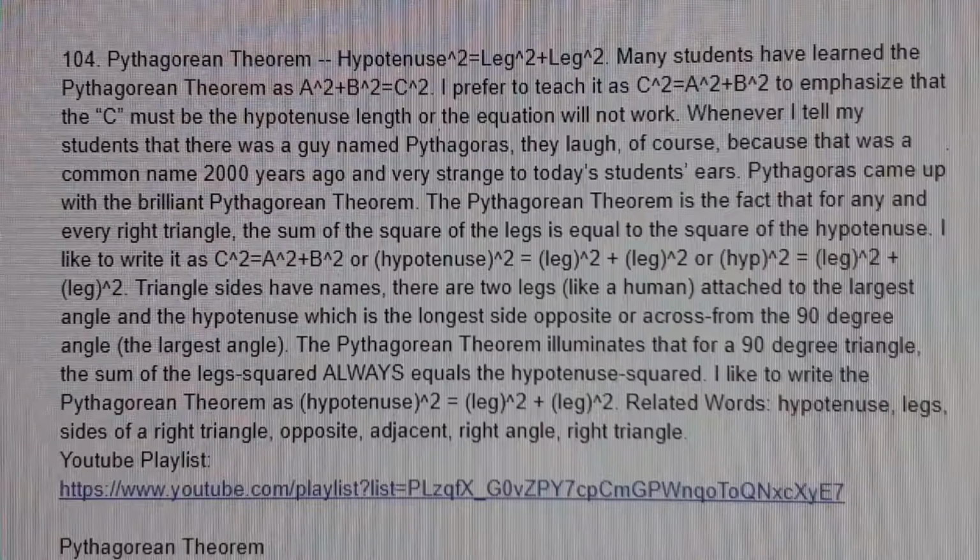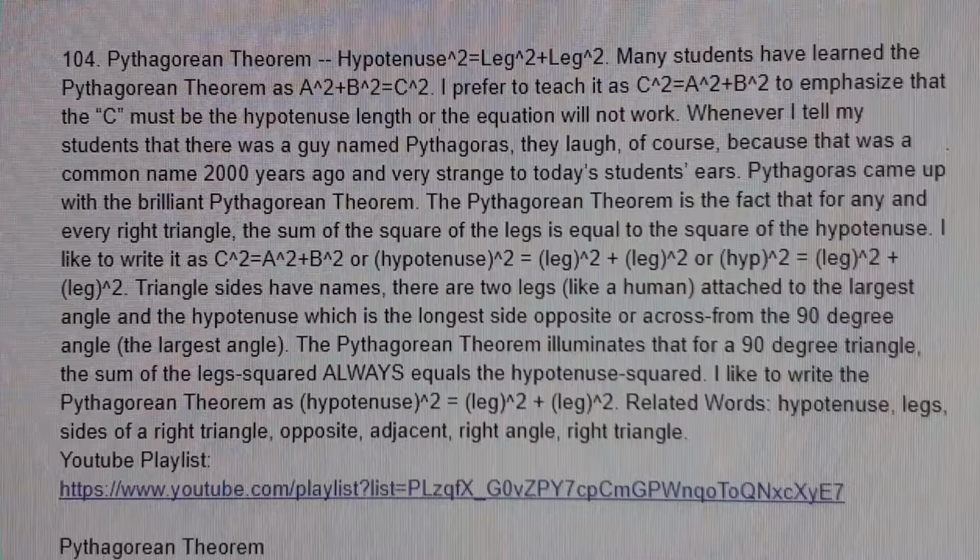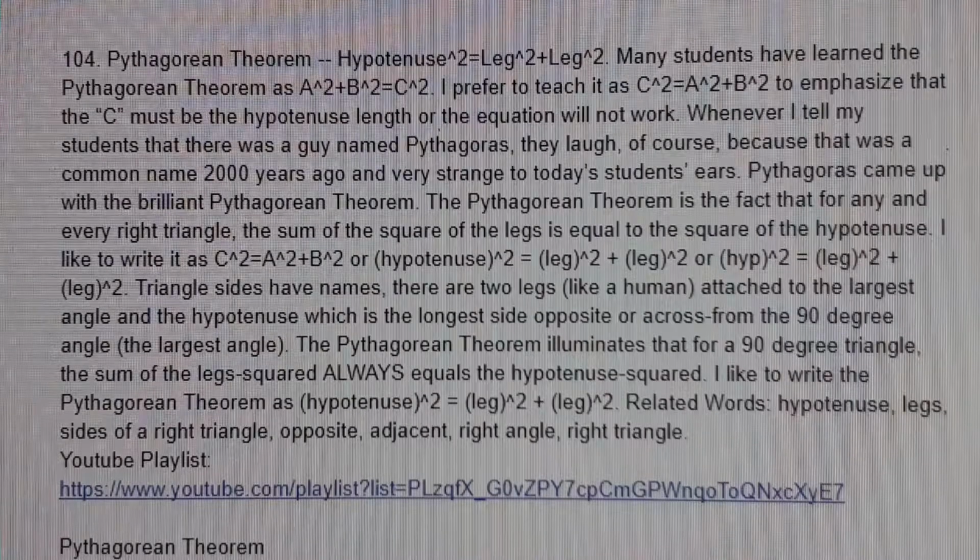Whenever I tell my students that there was a guy named Pythagoras, they laugh, of course, because that was a common name 2,000 years ago, and very strange to today's students' ears. Pythagoras came up with the brilliant Pythagorean theorem. The Pythagorean theorem is the fact that for any and every right triangle, the sum of the square of the legs is equal to the square of the hypotenuse.